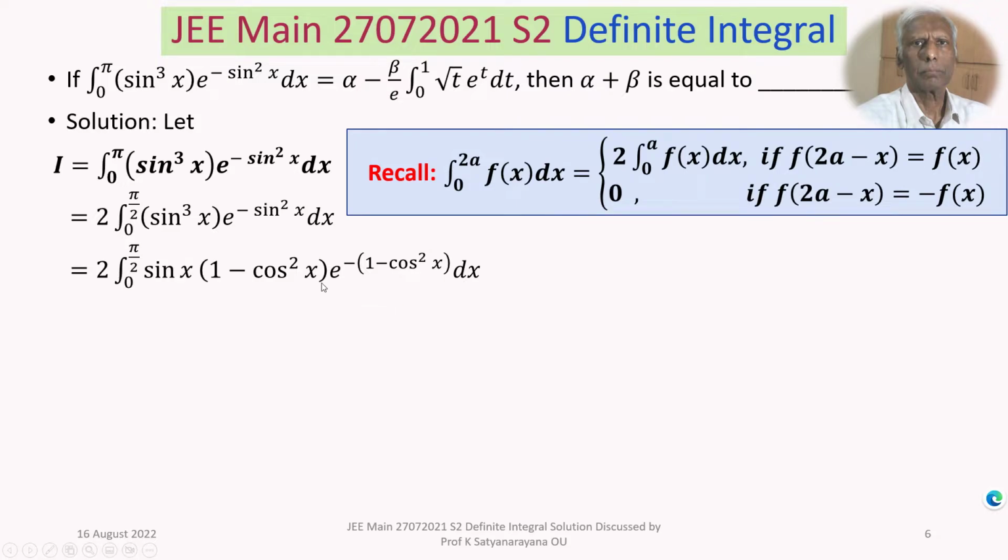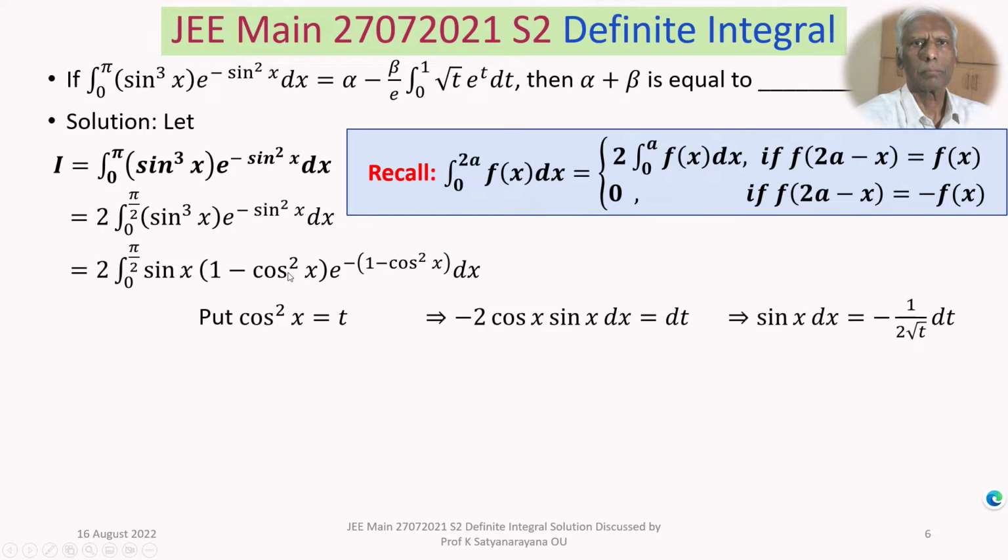Now we substitute cos square x is equal to t. Differentiating, we get minus 2 cos x into sin x dx is equal to dt. And we want sin x dx. So sin x dx will be equal to minus 1 by 2 cos x, where cos x is root t, dt. So sin x dx is equal to minus 1 by 2 root t dt.